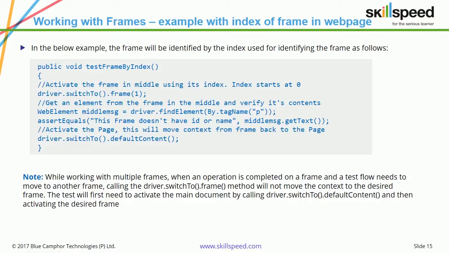So till now we have seen how to handle different frames using their ID, name and index properties. Say if you don't have the ID or name for a frame, or if you don't know how many frames are there in a web page and you're not sure of the index, then we would be using the web element as a parameter for the frame to be identified. In such a case, you can pass the parameter driver.findElement(By.some attribute of that frame) into the frame method, which will be equivalent to the web element parameter.